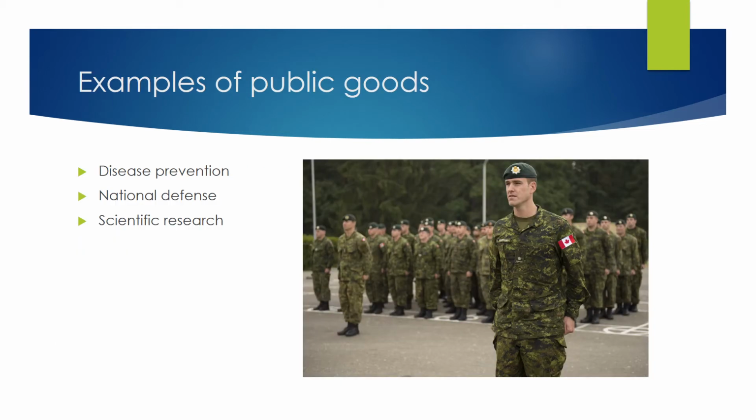Some examples. Hey, I knew I had a picture of Canadian military stuff. That's what I was thinking of for that last one. Sorry. So here's the Canadian guy. There you go. Some examples of public goods, in addition to national defense, again the classic one: disease prevention and scientific research. These are things that everybody benefits from, all three of these. But because we all benefit from them, we all kind of want to take free rides on them, and so they don't get produced in a sufficiently large quantity.